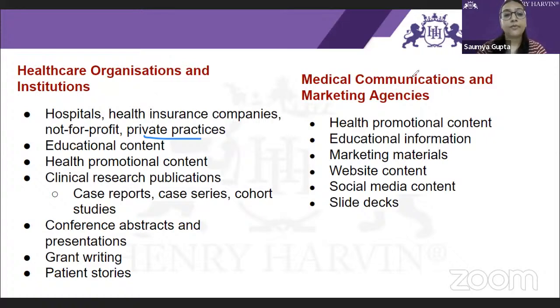Okay, is it clear to everyone what the scope of medical writing is, what job opportunities you will get related to medical writing? If you have any queries, anyone, you can ask.